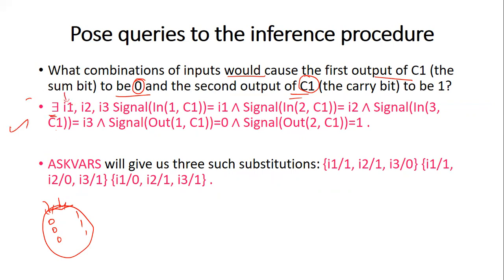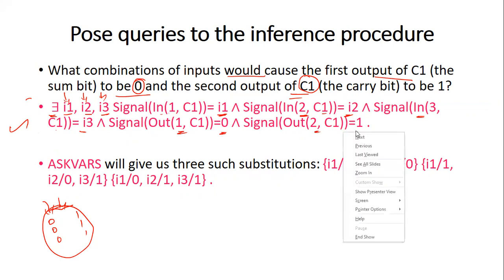There exists I1, I2, I3, input 1, input 2, input 3, such that the first input to C1 is equal to I1, and the second input to C1 is I2, and the third input to C1 is I3. Okay, and the first output of C1 is 0 and the second output of C1 is 1, because we want the first output to be 0 and the second output to be 1. So for what values of input will you get this output, like that we can ask.